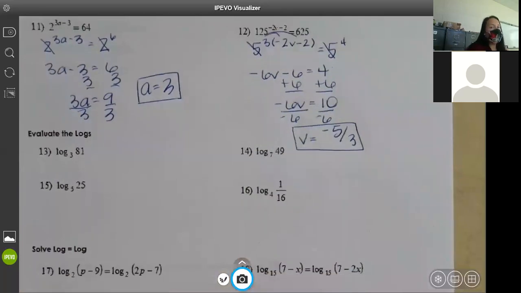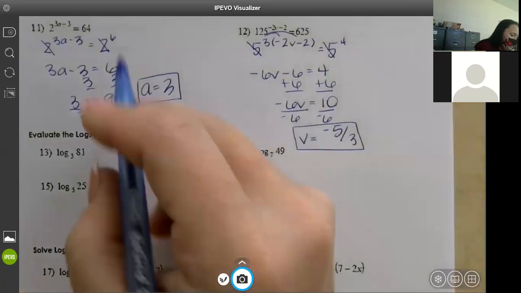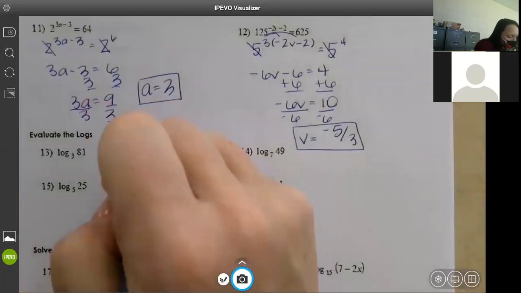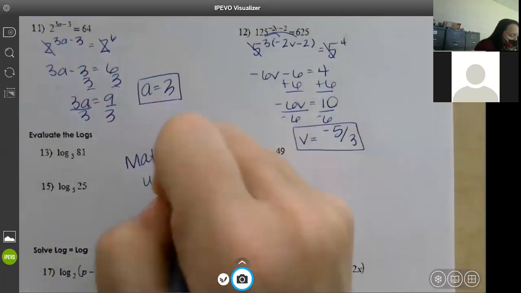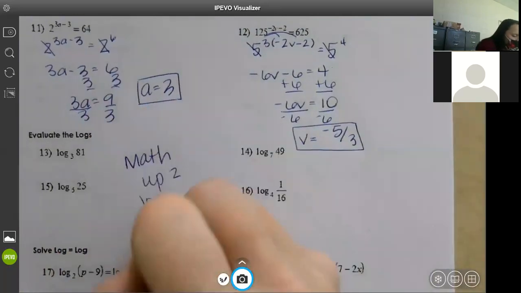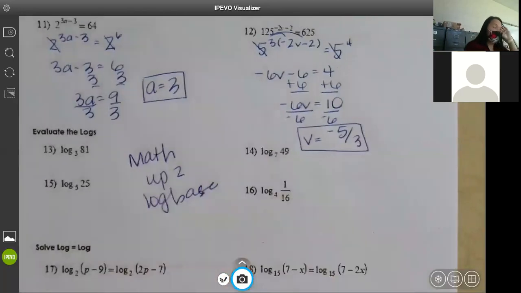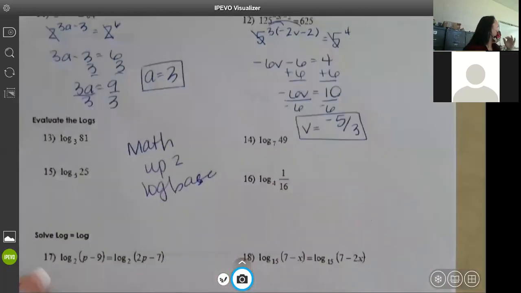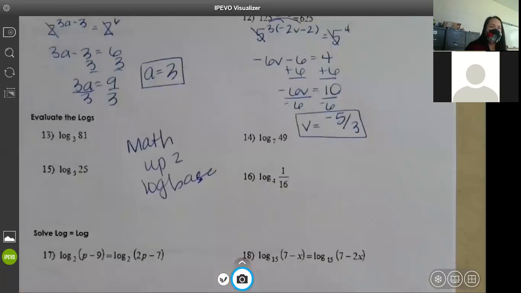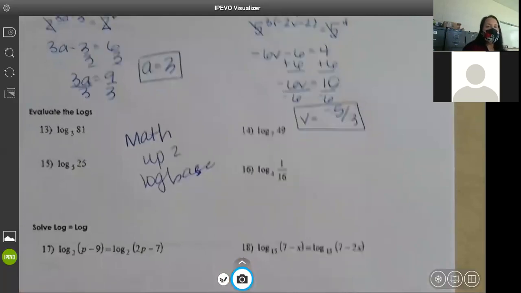We've already done 13 through 16, putting it in our calculator. Remember that. So math, go up to and do log base. All right, so that's just putting that in. So we're going to skip those 4 because we've already done that multiple times and I don't need to waste your time. All right, so what if it has this?